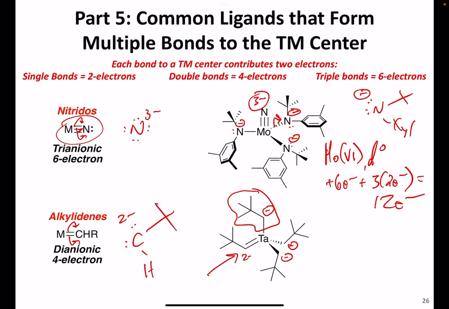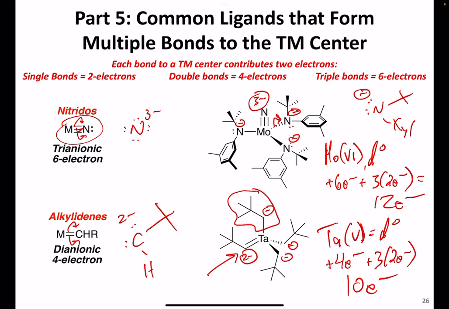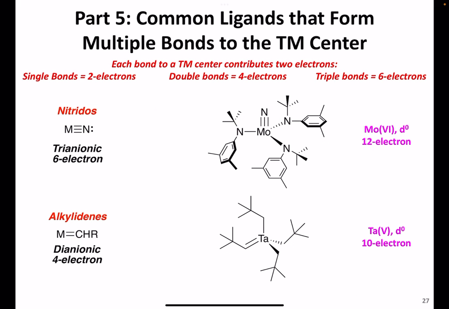That means this is 2 minus. That means this is tantalum 5, which is d0, 4 electrons for the alkylidene, plus 3 2-electron donors for the alkyls. That gives us 10 electrons total. This tantalum compound is a 10-electron compound.